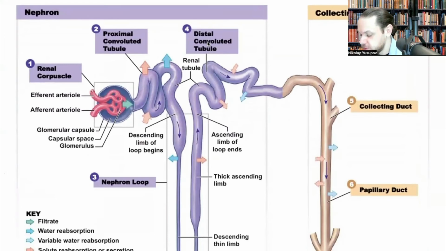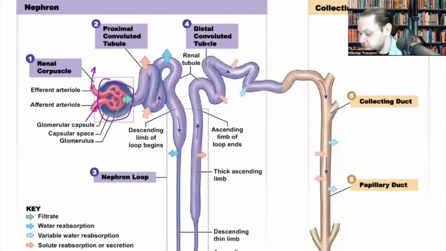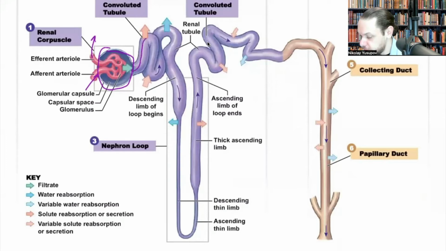Now we get to the nephron, to the kidney. We have the afferent arteriole, where the blood is coming into the kidney, and we have the efferent, where it's leaving. This is called the glomerulus. And now as your blood plasma goes through the kidney, it's going to get filtered. Some solutes are going to be reabsorbed. The whole purpose of all this is to make urine.